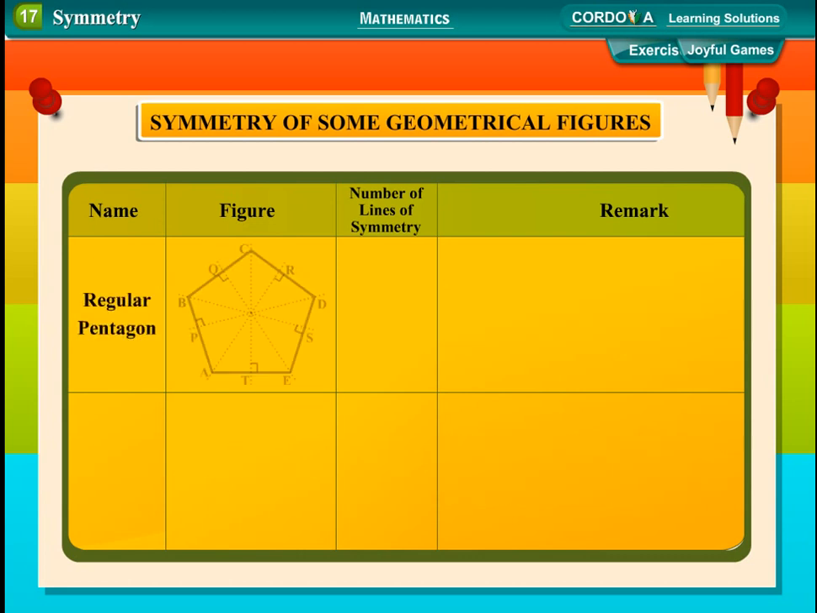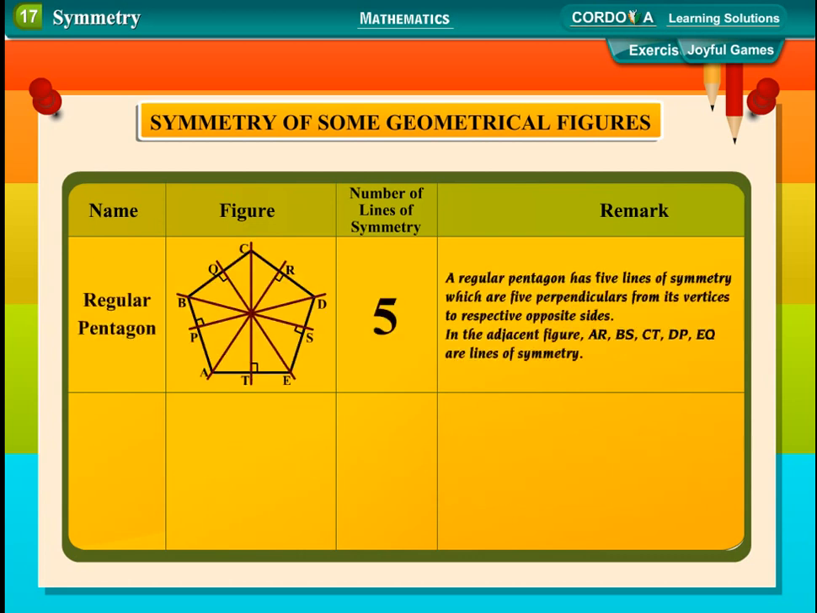Regular pentagon. A regular pentagon has 5 lines of symmetry, which are 5 perpendiculars from the vertices to respective opposite sides. In the adjacent figure, AR, BS, CT, DP, EQ are lines of symmetry.